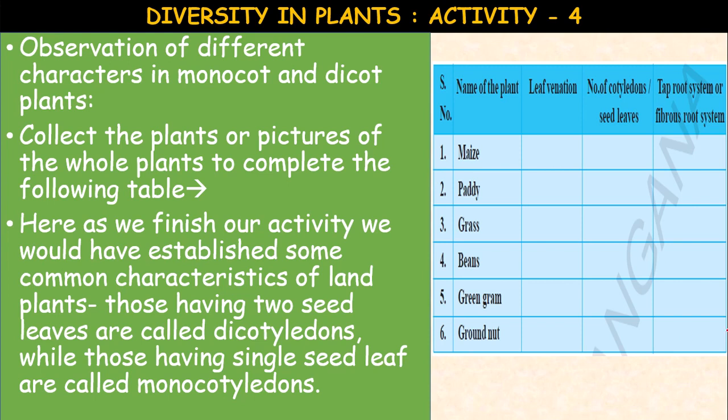Some more seeds and plants you can observe. If it is a maize, parallel venation. Paddy, parallel venation. Grass, parallel venation. And beans, green gram and groundnut, reticulate venation. Mesh like, net like leaves. Okay children, you are following. So the experiments which we have conducted, this is a conclusion about the monocot and the dicot. Nothing new we have done. We have just observed the external characteristic features and we have decided it belongs to monocot or dicot.